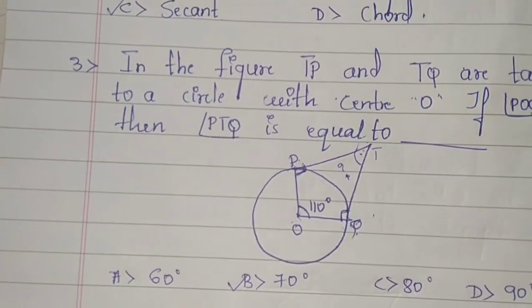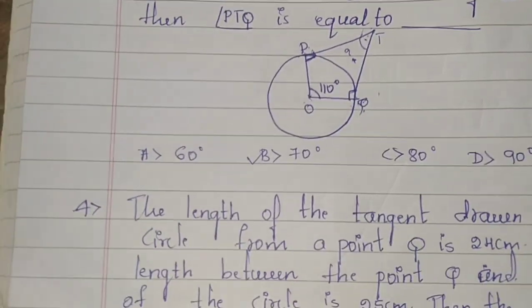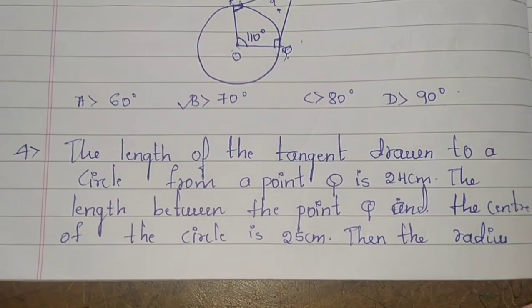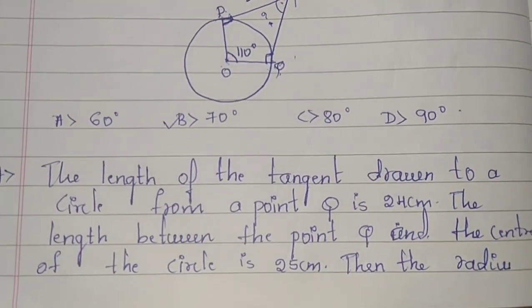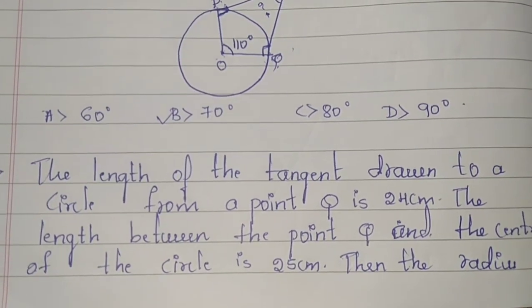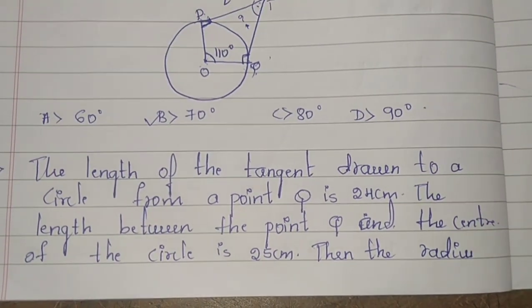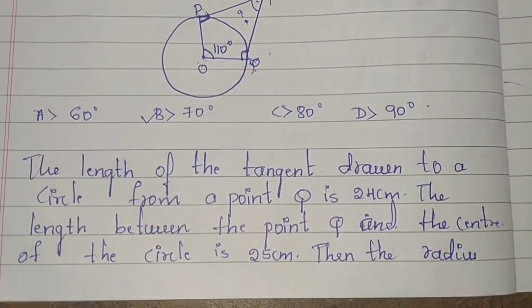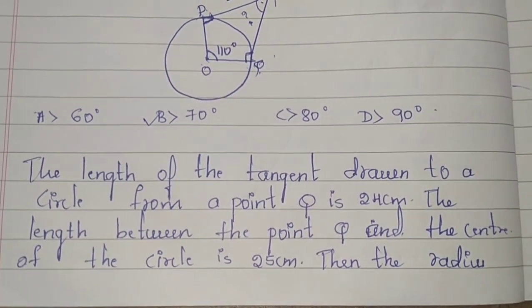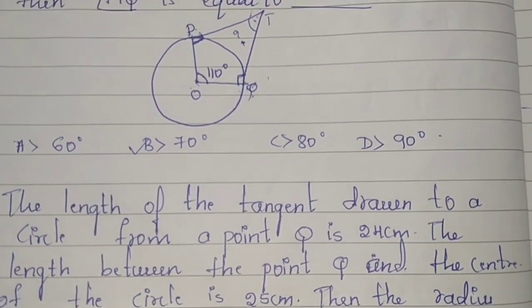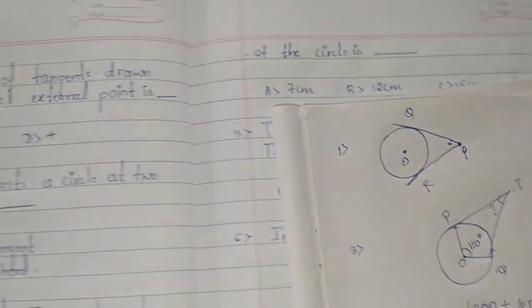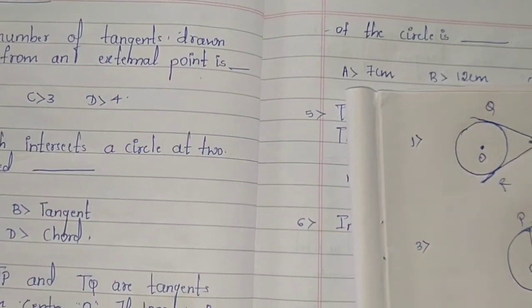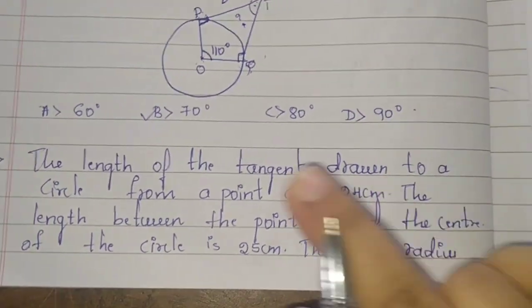Now we'll move on to the next question: the length of the tangent drawn to a circle from a point Q is 24 centimeters. The length between the point Q and the center of the circle is 25 centimeters. Then the radius of the circle is what? According to that we have to draw the figure.